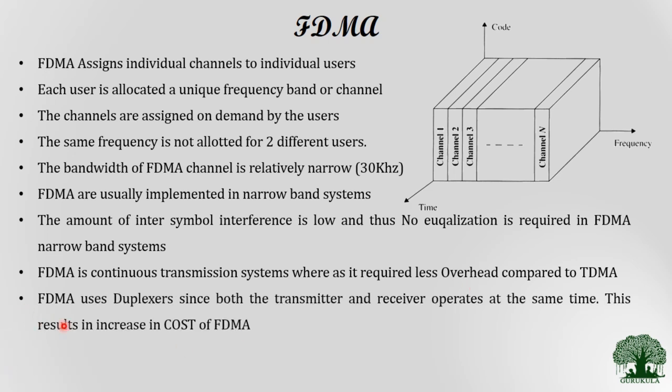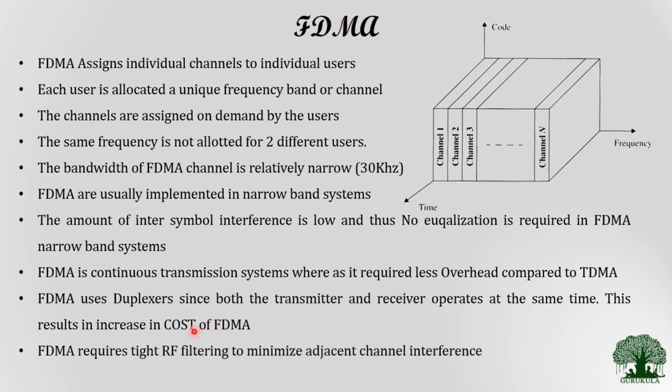And obviously FDMA definitely uses devices called duplexers, since both the transmitter and receiver operate at the same time. Since this is a full duplex concept, we definitely need duplexers, which will make the frequency separation between the transmitter and the receiver. The use of these duplexers will increase the cost of FDMA, and this point will be considered on the disadvantages side.